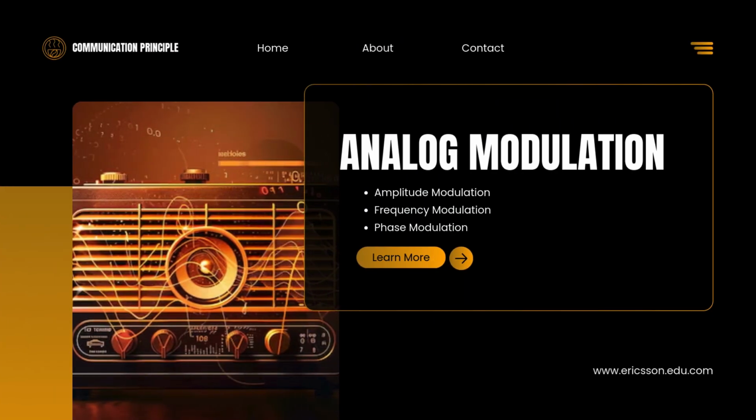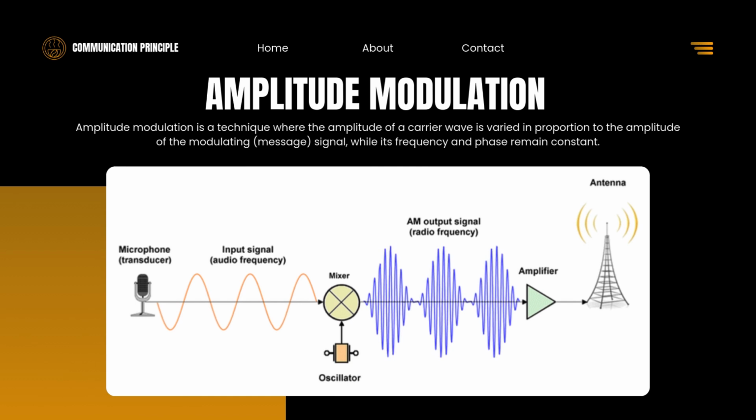There are three methods categorized under analog modulation, which are amplitude modulation, frequency modulation, and phase modulation. In amplitude modulation, the amplitude of the carrier signal is varied according to the message signal, as shown in the diagram, the AM output signal. The frequency and phase of the carrier signal remain constant.